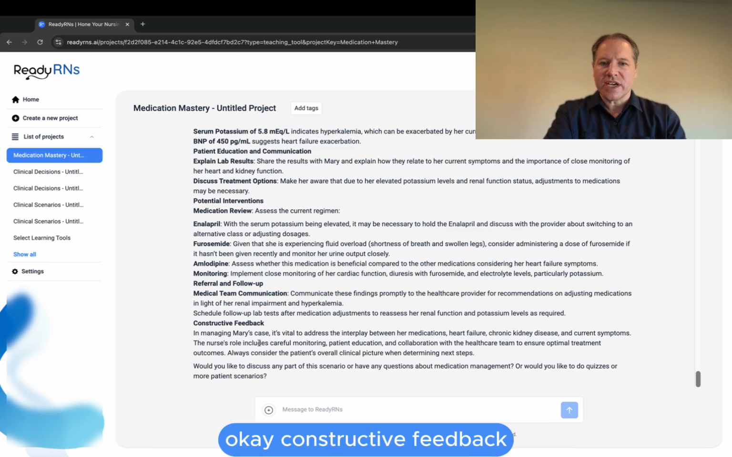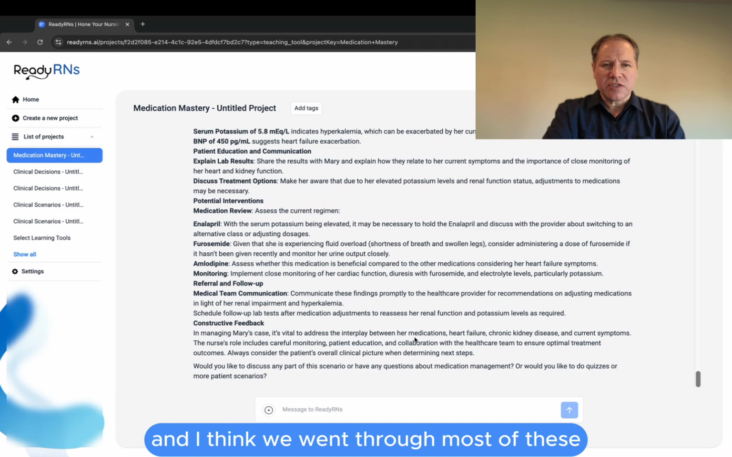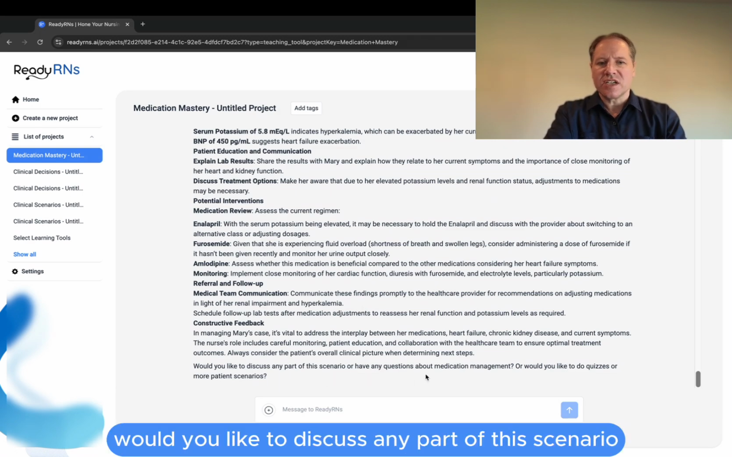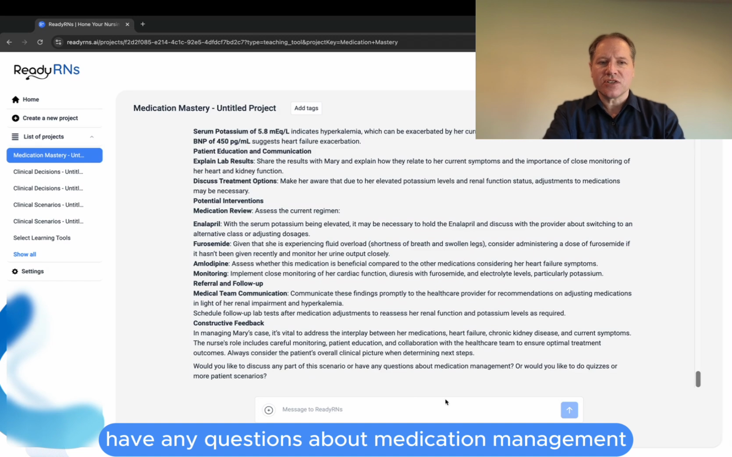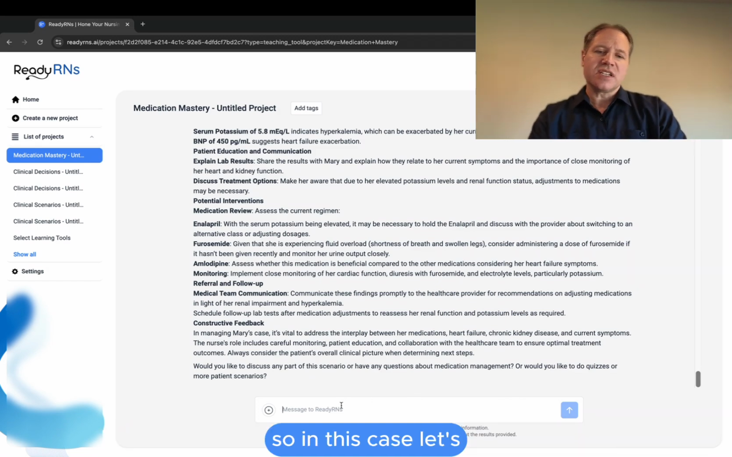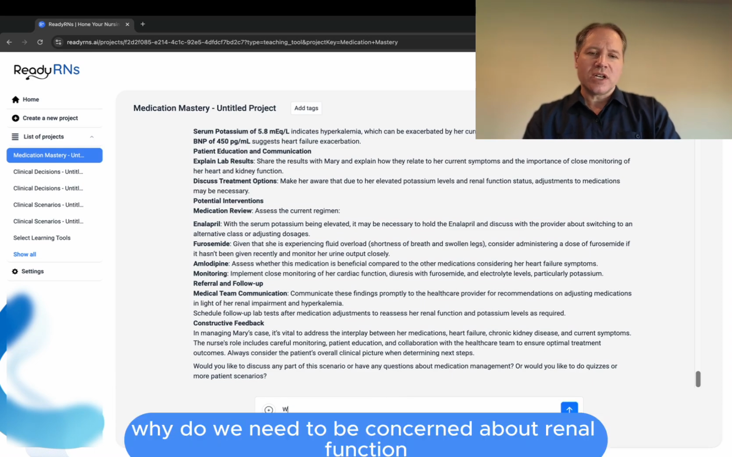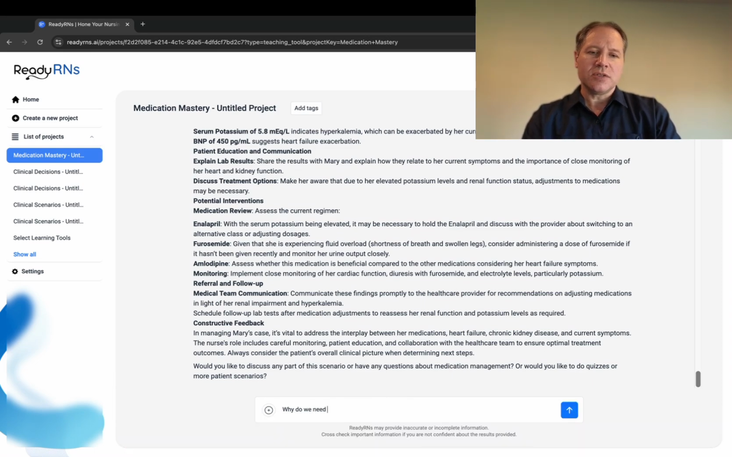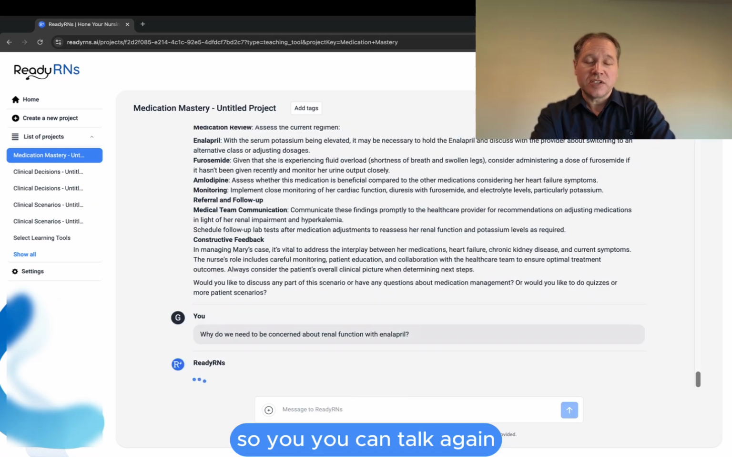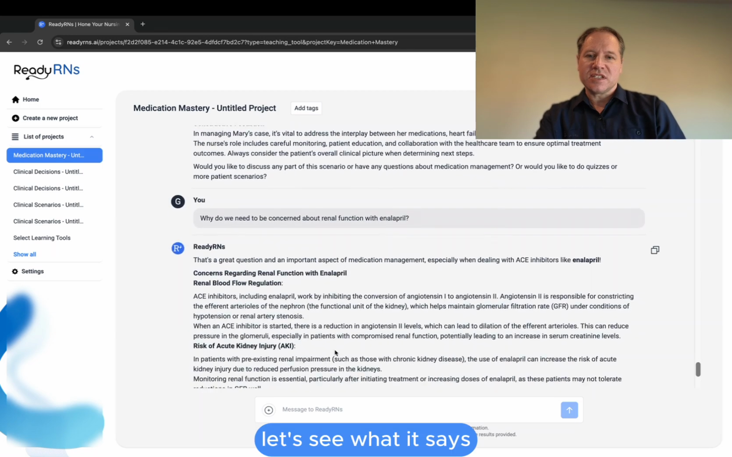Okay, constructive feedback. And I think we went through most of these. Perfect. Okay, would you like to discuss any part of this scenario or have any questions about medication management, or do more quizzes and more patient scenarios? So in this case, let's ask, why do we need to be concerned about renal function with enalapril? So you can talk, again, you can ask questions anytime. Let's see what it says.